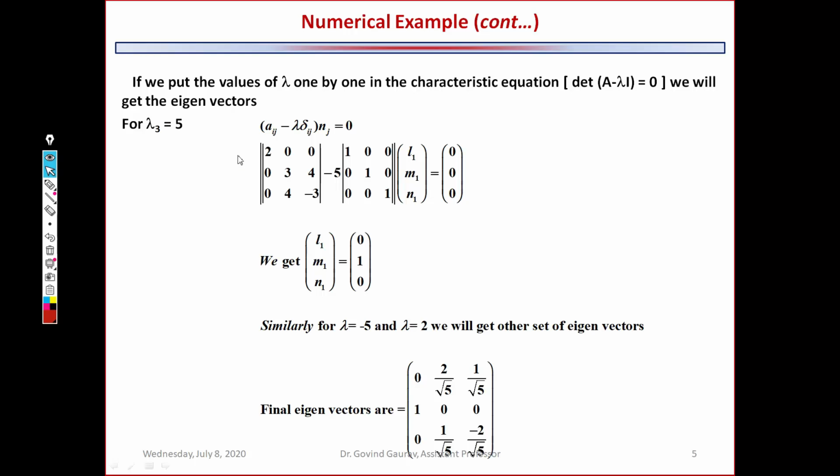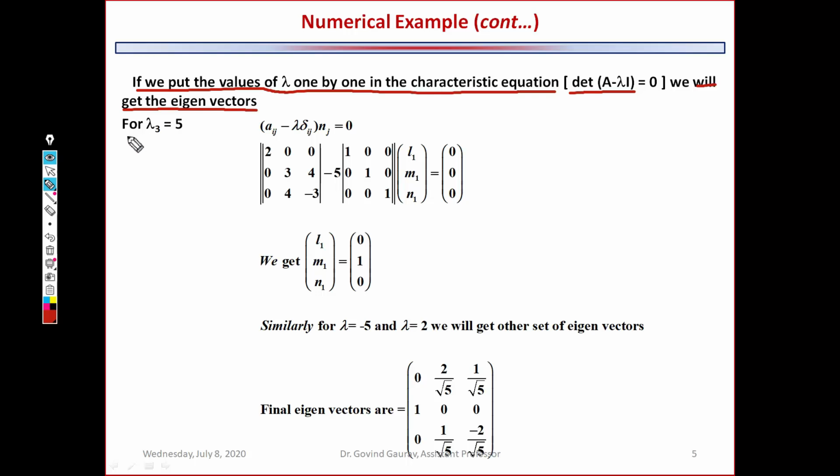Now we have got three different values of lambda 1, lambda 2 and lambda 3. These are known as the eigenvalues, and with respect to these eigenvalues we are interested in calculating the eigenvectors. So we will have to put these values of lambda 1, lambda 2 and lambda 3 one by one in order to calculate the eigenvectors corresponding to these eigenvalues. What is the characteristic equation? It is A minus lambda I. We will get the values of the eigenvectors.